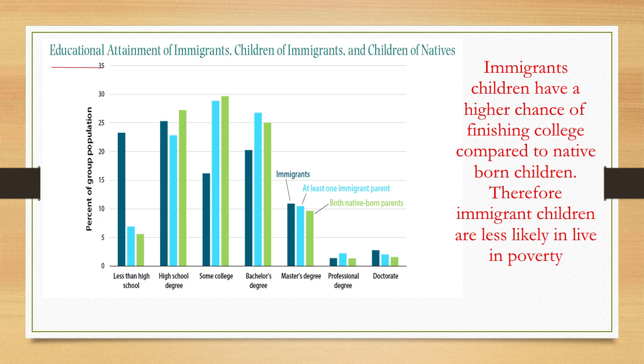In this slide, you will see a graph of the educational attainment of immigrants, children of immigrants, and children of natives. For a master's degree, you will see that immigrants have a higher percentage than the native born. For some college, immigrant parents and the native born are at about the same percentage, as also for finishing high school and professional degrees.